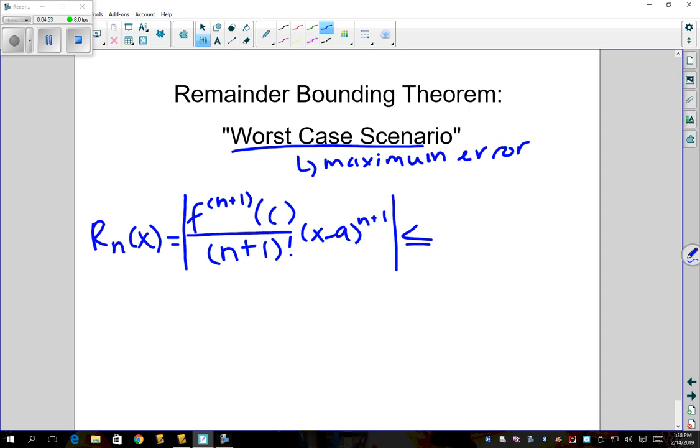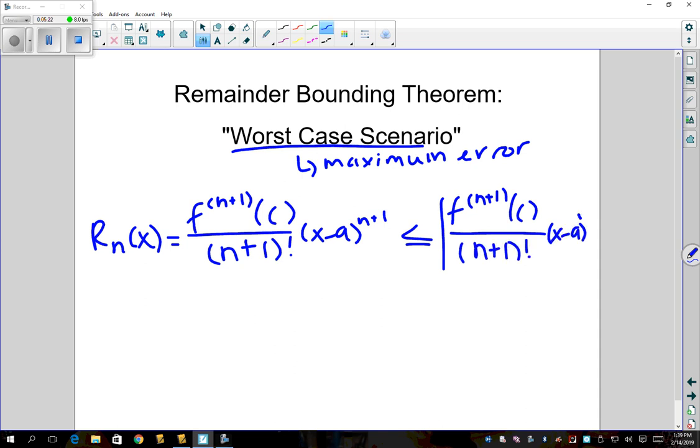And so my remainder is without the absolute value bars. Let's erase those for just a second. So when I take the absolute value of this remainder, the absolute value of the n plus 1th derivative of f at c over n plus 1 factorial times x minus a to the n plus 1, that has to be greater than or equal to my original remainder. So taking the absolute value just makes this bigger.